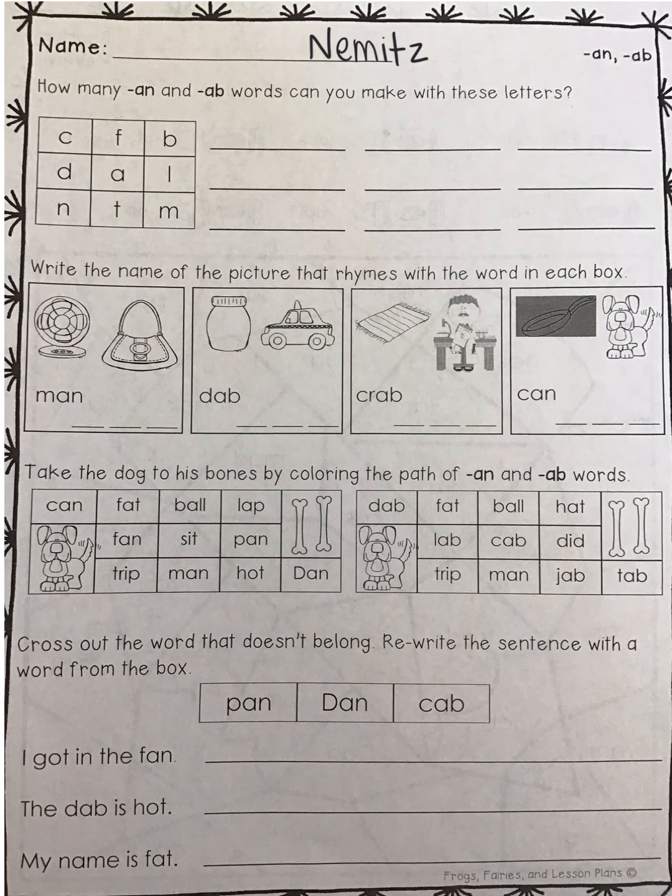Awesome. Way to go. All right, the first instructions at the top of our page says, how many an and ab words can you make with these letters? So with these letters here in the box, we are going to make words that end in an and ab. So I see a C here. I'm going to start with that beginning letter, C, and I'm going to end it with an, can.